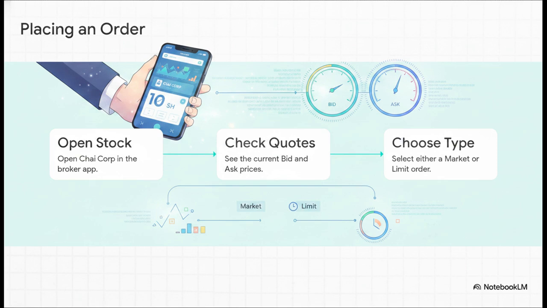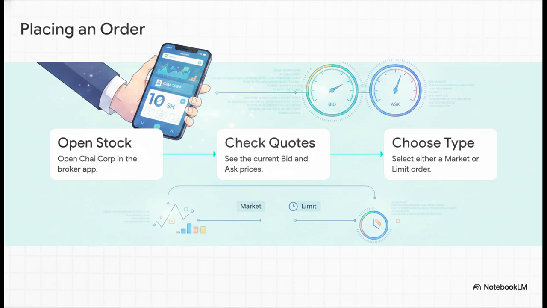Step 1, she opens her app and pulls up Chai Corp because she wants to buy 10 shares. Step 2, she looks at the quote. The bid is sitting at 199.80 rupees. The ask is at 200.20. Now for step 3, the absolutely critical decision. Which button does she actually press?